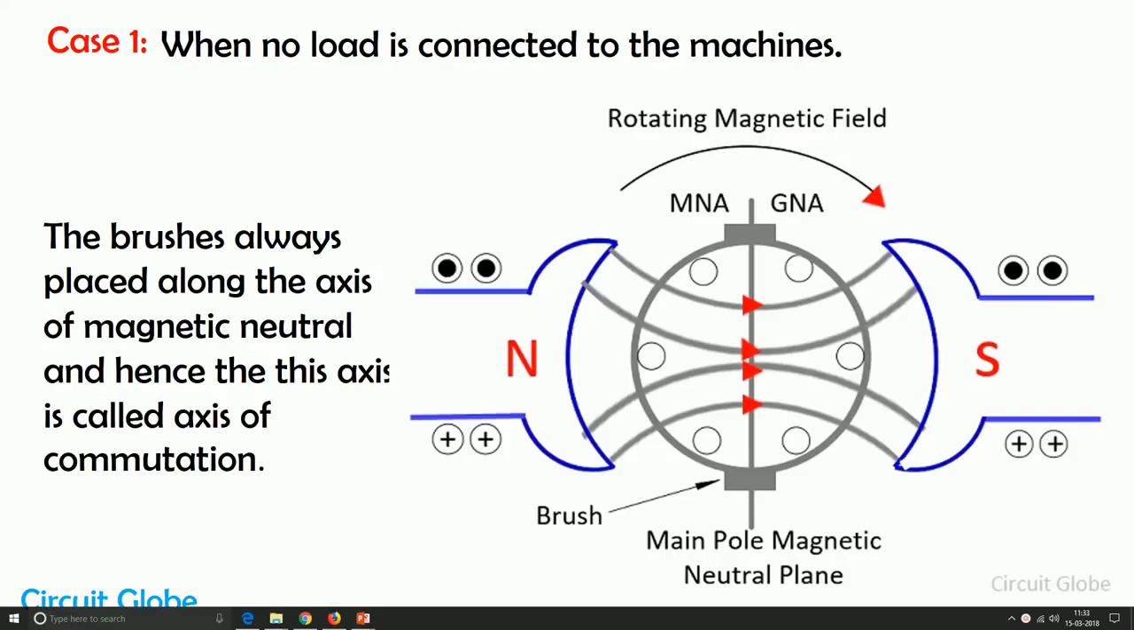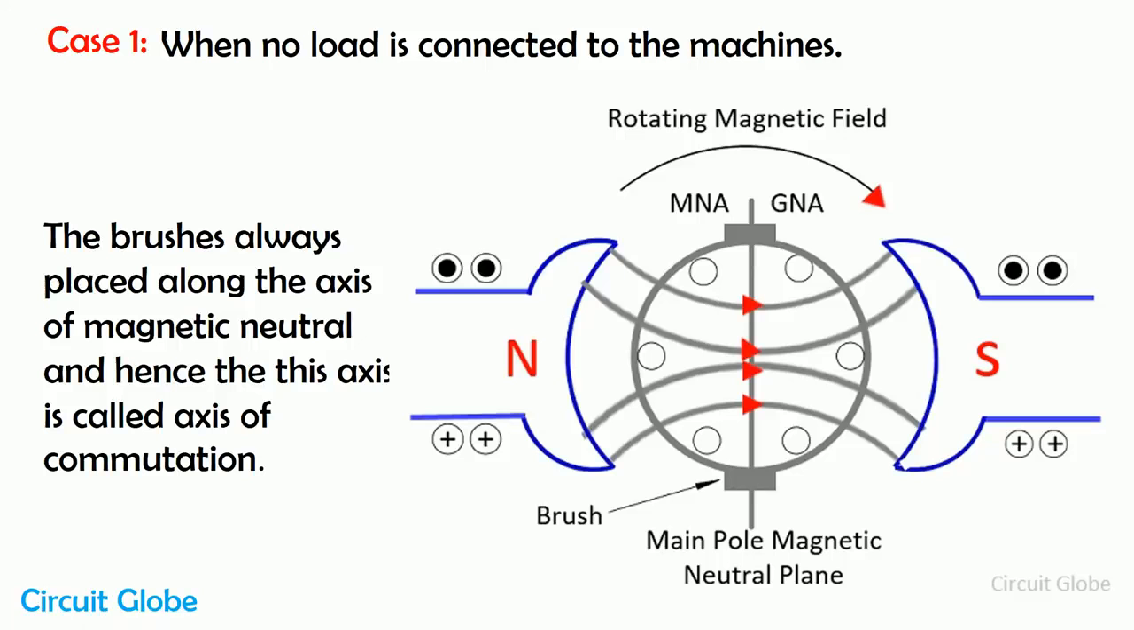So friends, for understanding the armature reaction, consider three cases. First of all, consider this is the image of the DC machine. These circles show the armature conductors, and these are the main magnetic field system. These are the magnetic flux. This is the magnetic neutral axis and the geometrical neutral axis of the system, and these are the brushes. Now consider the three cases. The first case is when no load is connected to the machine. No load connected means no current flows through the armature.